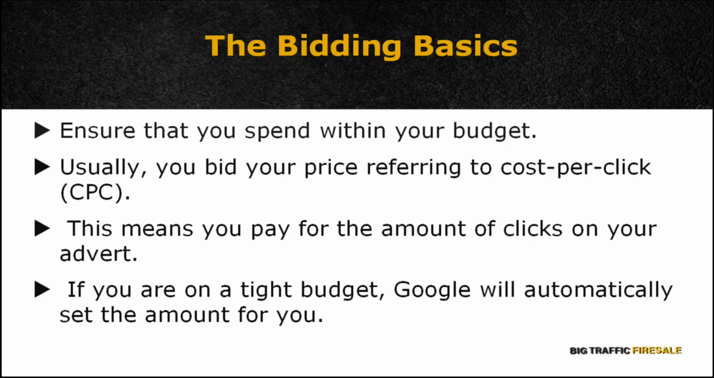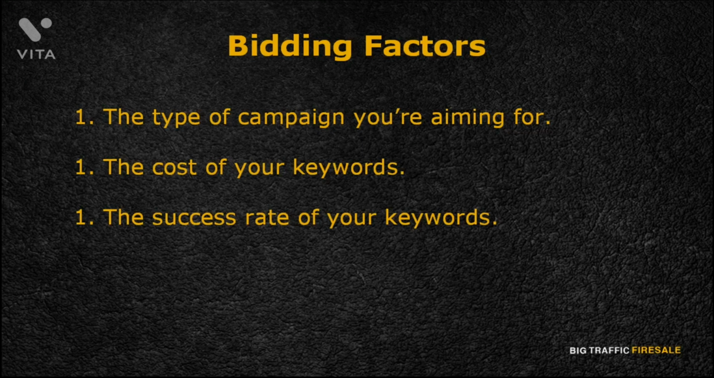Google allows you to pay the maximum bid amount of your chosen keyword, or if you have a tight budget to keep, you can always choose the automatic option. Google will automatically select the bid amount for you within your budget, which is known as maximum cost per click bid. Google will then provide you the most possible clicks within your budget. There is no fixed rule for the bid amount that you should be paying. Different people will have different bidding prices, and at the end of the day, it is dependent on these three important factors, which are the type of campaign you're aiming for, the cost of your keywords, the success rate of your keywords.